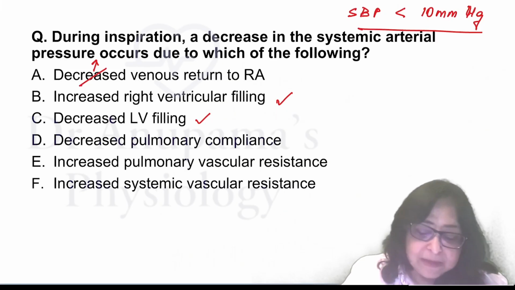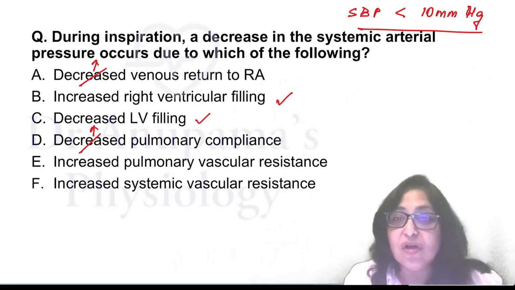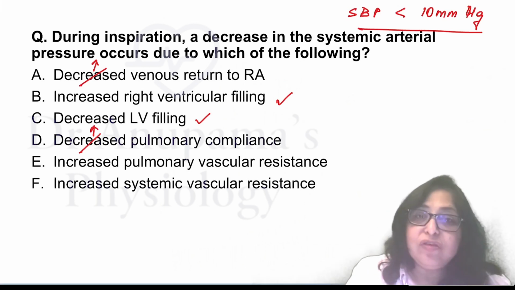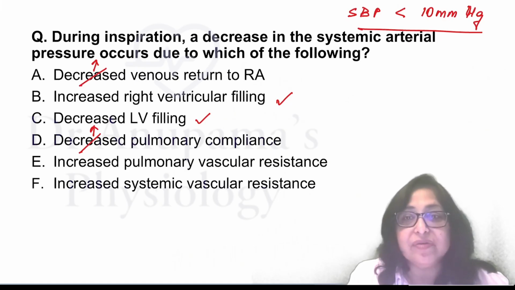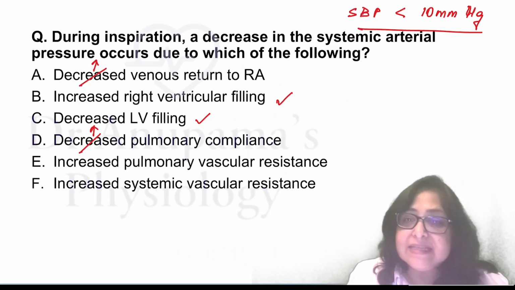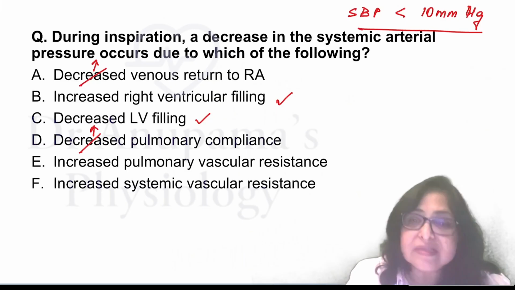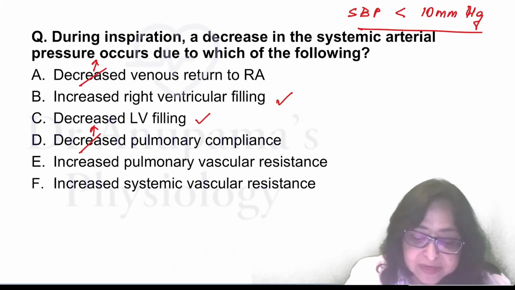Is there a decreased pulmonary compliance during inspiration? No, there is increased compliance of the pulmonary veins. Increased pulmonary vascular resistance during inspiration? Yes, you do see an increased pulmonary vascular resistance, but that is not the answer to this question. Is there an increased systemic vascular resistance? Systemic vascular resistance is not related to inspiration.